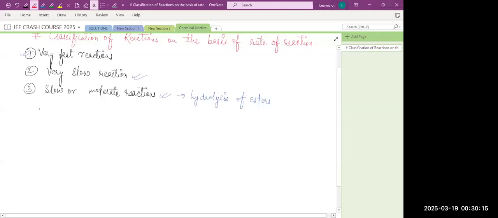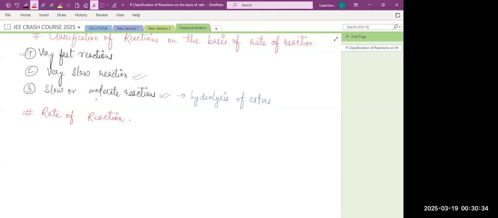Okay, now see the reaction rate and factors affecting the reaction rate. So what is the rate of reaction? If I say rate of a chemical reaction, what does it mean? How will you define the rate of reaction? Wherever we use the term rate, it means the change in something with respect to something, right?